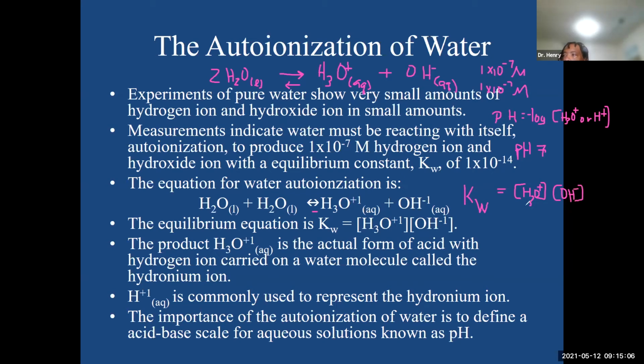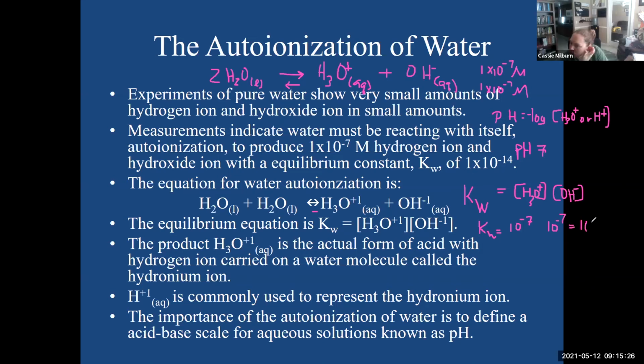Now, we know that these concentrations are always the same value. They're not going to change for water. So then we're going to get Kw is just going to equal 10 to the minus 7 times 10 to the minus 7, which equals 10 to the minus 14. Oh, that's where you get the 14th. Okay, does that make sense? Yeah, now it does.